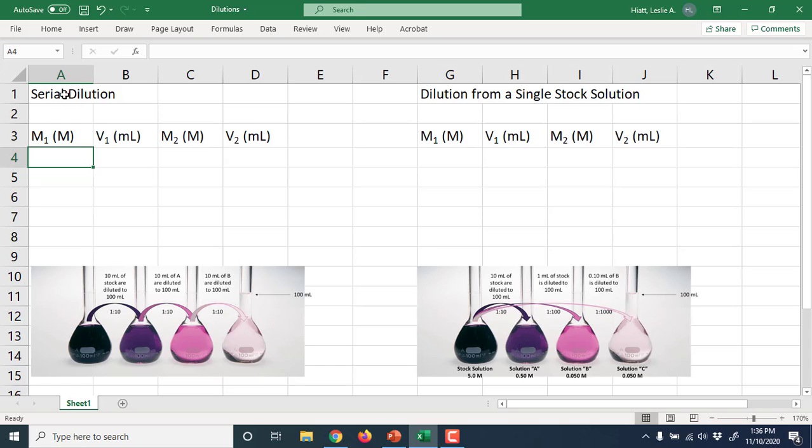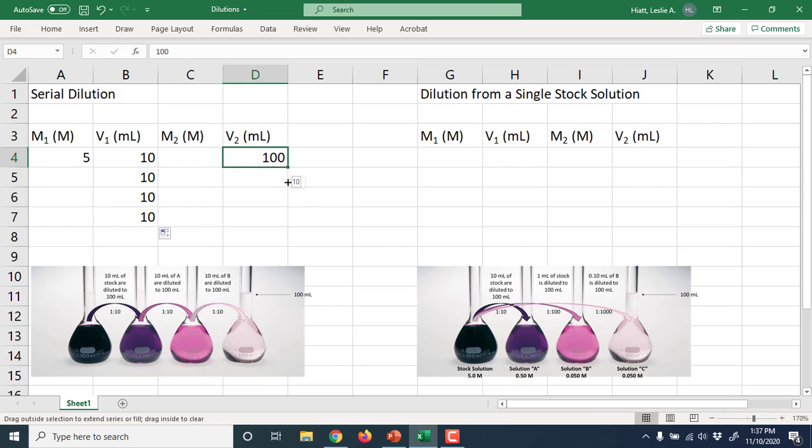And so what we start out with in a serial dilution, remember this is where you go from one stock to the next, to the next, to the next. And so that's a serial pattern. We still need to ask the same questions. What is my M1? My M1, remember, was that 5 molar. My V1, how much did I take out? I took out 10. What was my final molarity? I don't know yet. That's what I'm trying to solve. What's my volume? My final volume was 100. Okay, and in each of these cases, I pulled out 10 of the previous, and my final volume was 100.